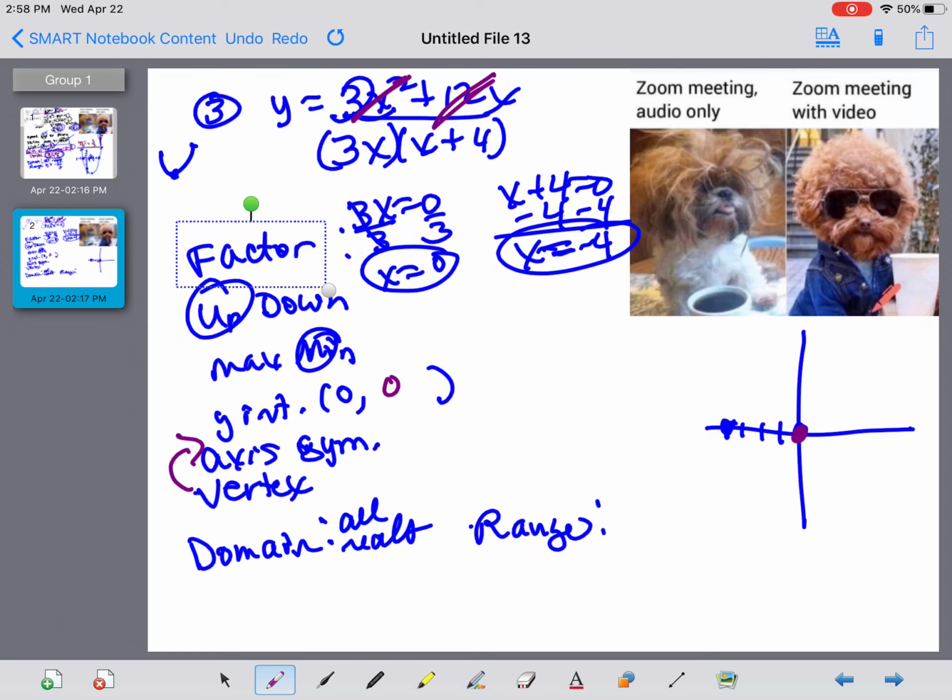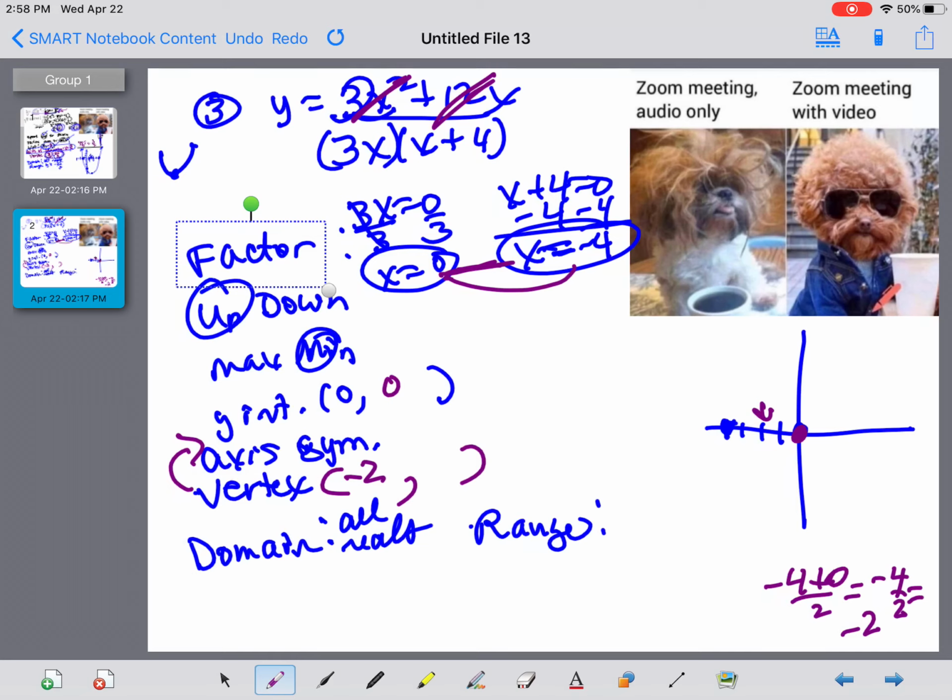Vertex, and then I'm going to find axis of symmetry. The vertex is right in the middle of these two numbers. So what's right in the middle of -4 and 0 is obviously -2, or you could add them together and divide by 2. That gives you a -4 over 2, which is -2. So here is the front part of your vertex, at -2.